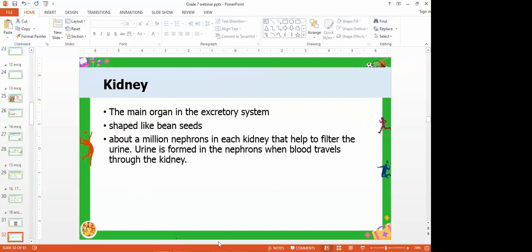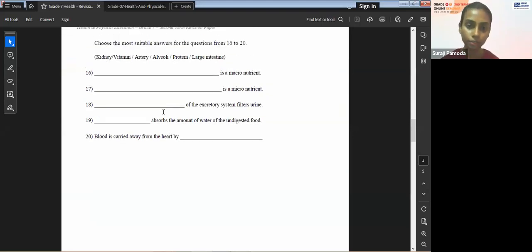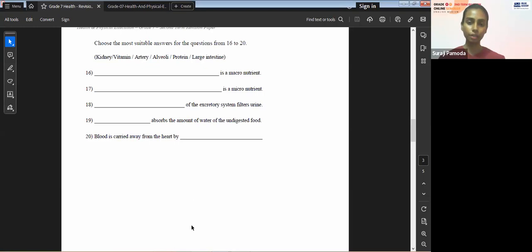No, teacher. Okay, so let's go to the 19th one. Blank absorbs the amount of water of the undigested food. So what is the answer for that one? Yes, large intestine.